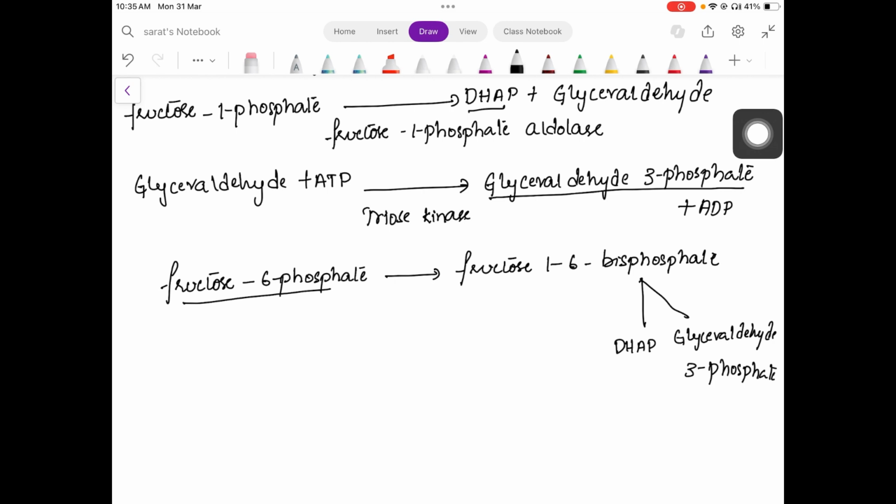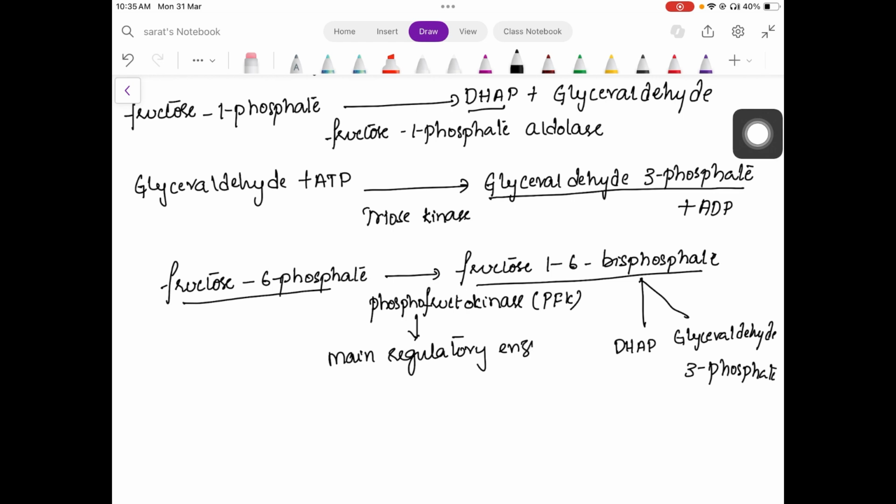Here, conversion of fructose 6-phosphate to fructose 1,6-bisphosphate is done with the help of phosphofructokinase. And this phosphofructokinase is also called PFK. And this is a main regulatory enzyme for glycolysis. Whenever there is excess glucose in the body, this phosphofructokinase will be inhibited and it will prevent glycolysis and prevent formation of dihydroxyacetone phosphate and glyceraldehyde 3-phosphate.